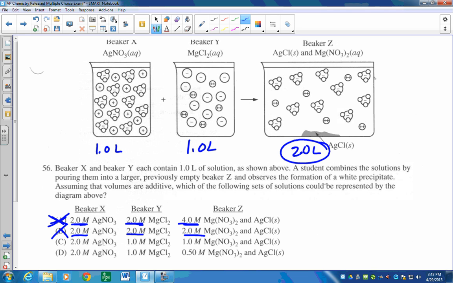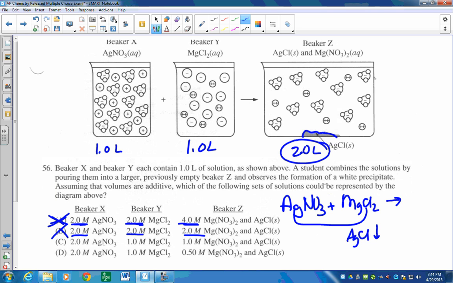But here's the deal. What I need to do now, this is the one thing I figured out when I was taking the test myself. I need to write the equation because mole ratios are important. AgNO3 is in the first beaker. MgCl2 is in the second beaker. And when you combine them, you're going to get silver chloride. Chlorides are soluble, except for silver, mercury, or lead. So that's why the silver chloride is sitting on the bottom. Plus magnesium nitrate. But because of this magnesium nitrate, because there's a 2 here and a 2 here, I need to put a 2 here, right here, and right here.